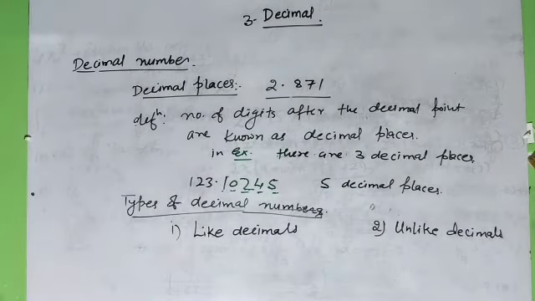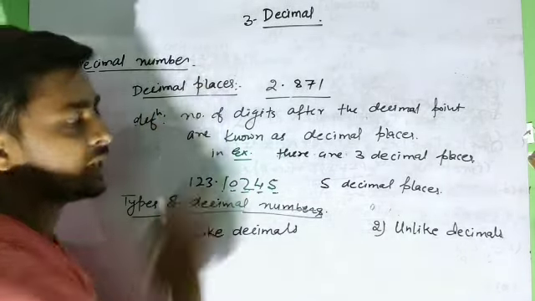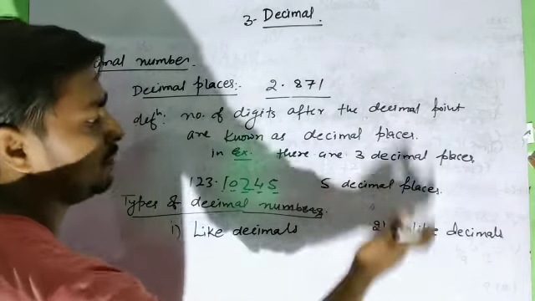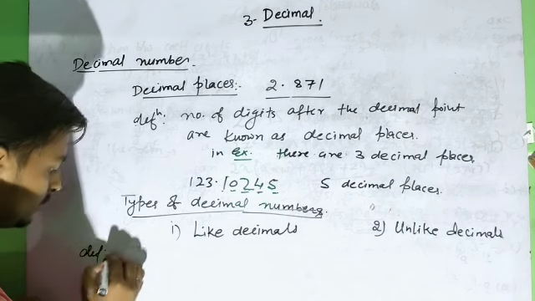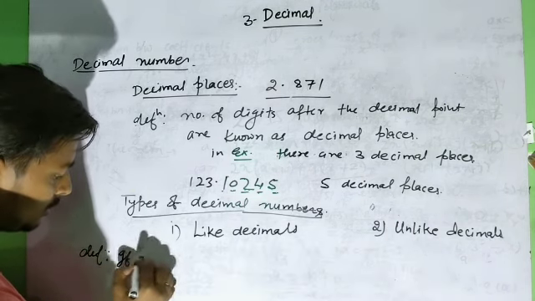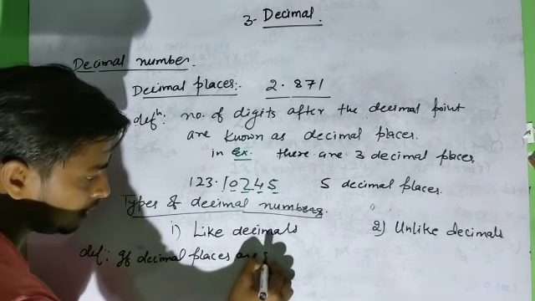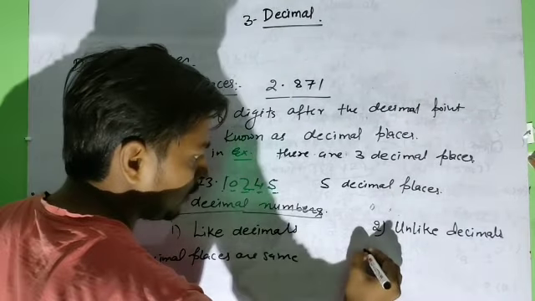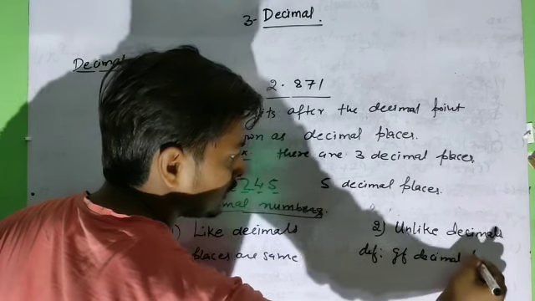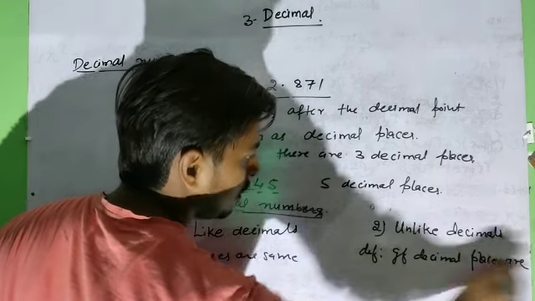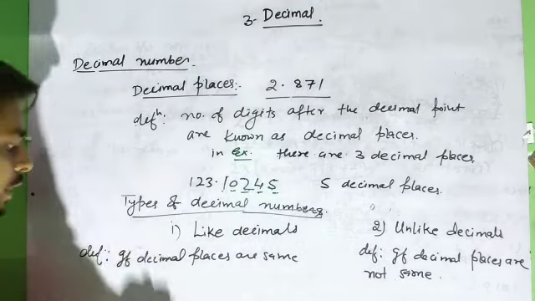What is like decimals? Simple thing, just on the basis of decimal places. If decimal places are same, then like; if not same, then unlike. Simple thing. If any number, you can define it. If decimal places are same, and here you can define if decimal places are not same.